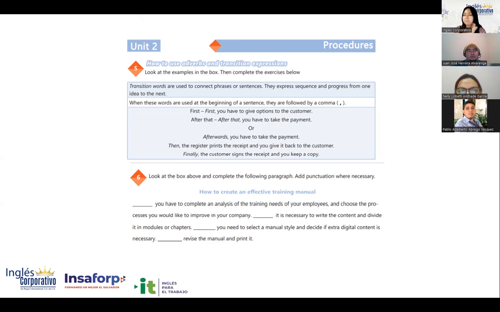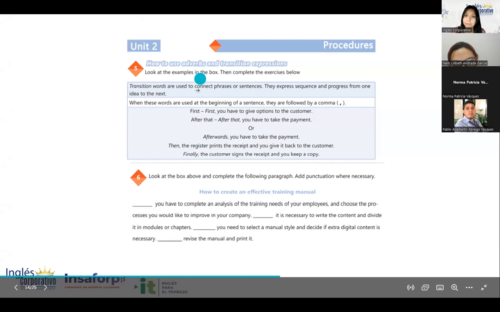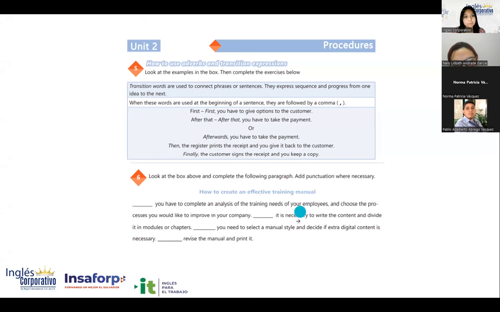It's the same, okay? Después means afterwards. So you have to take the payment, then the register prints the receipt and you give it back to the customer. Finally, the customer signs. What is the meaning of sign? Firmar. Yeah, firmar. Signs the receipt and you keep a copy. Yeah, so those are different sequence adverbs, all right?